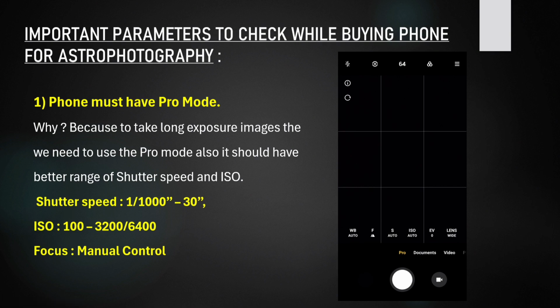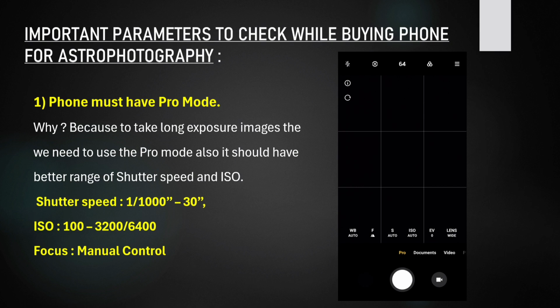Once we know whether the phone has pro mode or not, the next step is to check whether the pro mode has an adequate range of shutter speed and ISO, because that is also important. If we go under dark skies, Bortle 2, Bortle 3, then we need to increase the shutter speed. If the shutter speed is available only up to a limited range, then we will get a dark image. So it is better to have a wide range of shutter speed. The fastest shutter speed should be up to 1/1000 or even 1/4000, and the maximum shutter speed should be 30 or 32 seconds. We will not be going up to 32 seconds because trails will start to form. So this is the shutter speed range that you need to check.